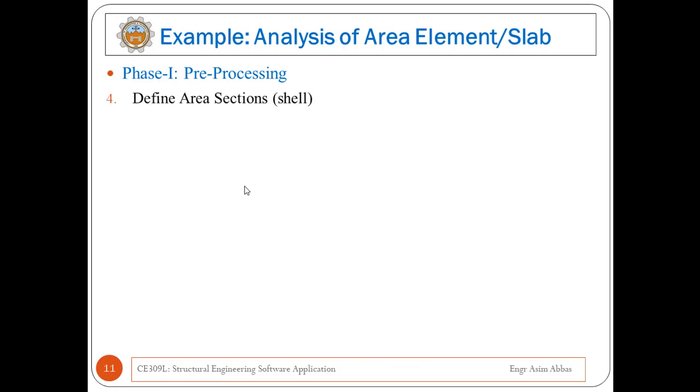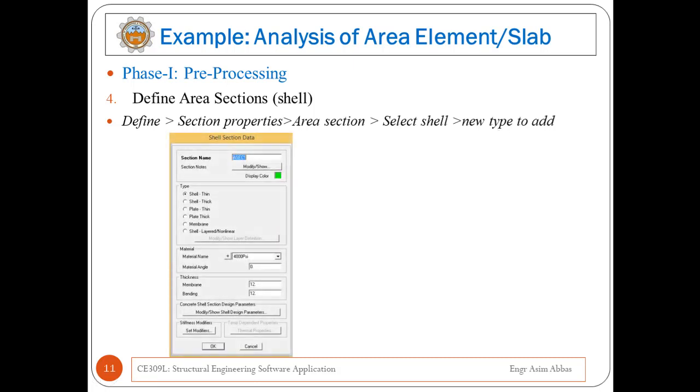Step 4 is to define the area section, right? In order to define an area section, go to the Define menu, then Section Properties, then select Area Sections, and then choose Shell. When you choose Shell, go to Add New Area Section. When you click on Add New Area Section, the shell section data form will open. In this form, first of all, you will define the section name.